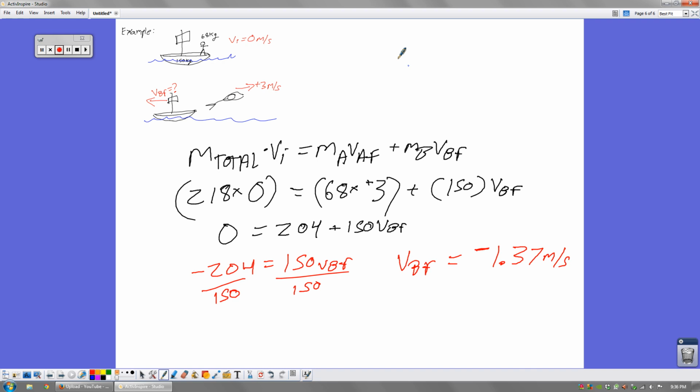Huh. This sounds a lot like Newton's third law. Because it is. Alright, and that's the end. Please now do the worksheet on page 56.